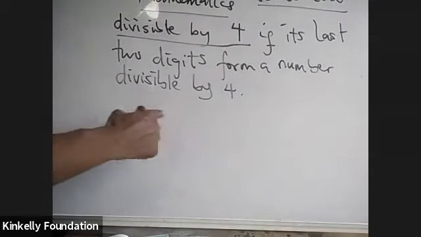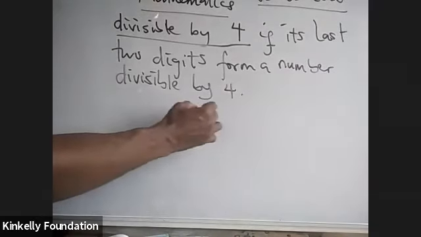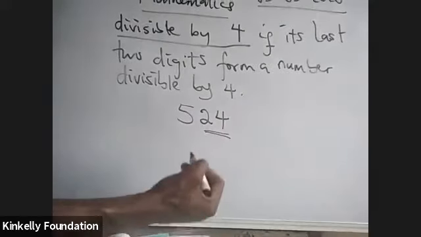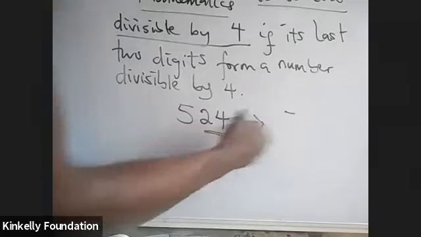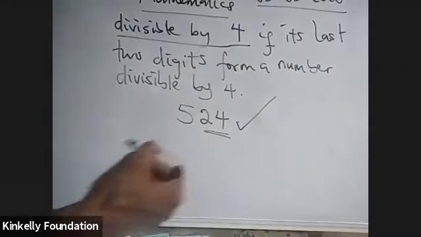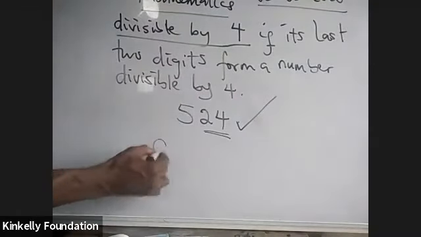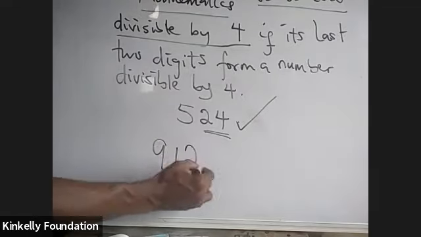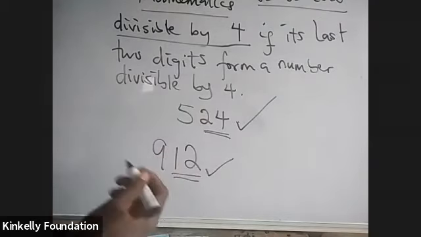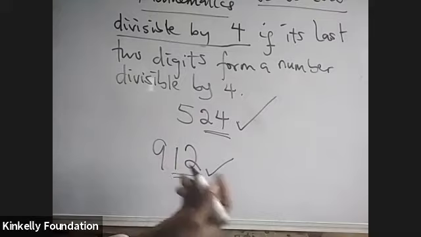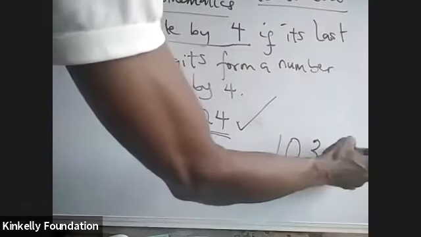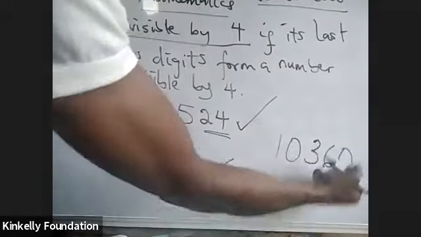Now, look at an example. The last example we wrote was 5,424. These last two digits, 24, are divisible by 4, which means that 5,424 is divisible by 4, because these last two digits can be divided by 4. Look at this one, 912. These last two digits, 12, can be divided by 4. It's divisible by 4. Then this number follows: 10360 is divisible by 4 because 60 can be divided by 4.